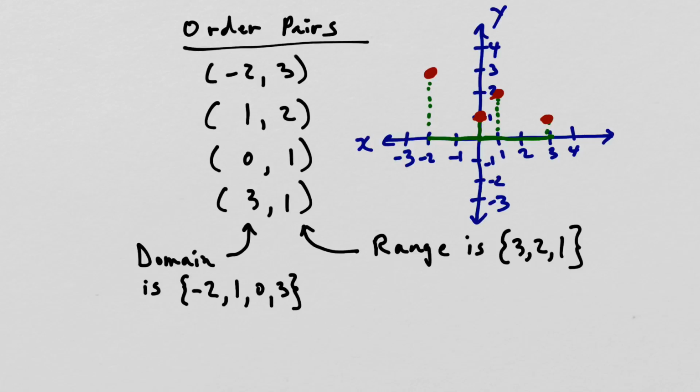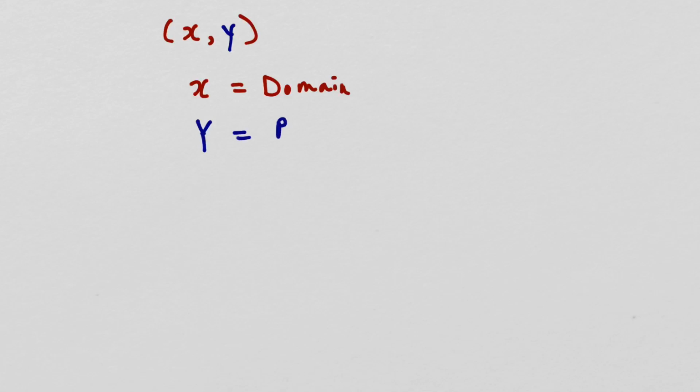Okay, so just to review, when you have a coordinate (x, y), x is your domain, and y is your range.